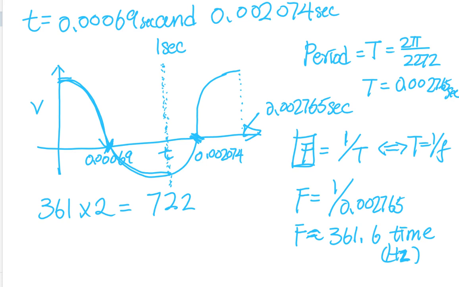That means instead of 722 times, it's actually 722 plus 1 times, because the 722 stops here. At this moment, this is 722 times already. So this 0.6 gives us one more time that the particle will have a velocity of 0, because it's only half of the period.